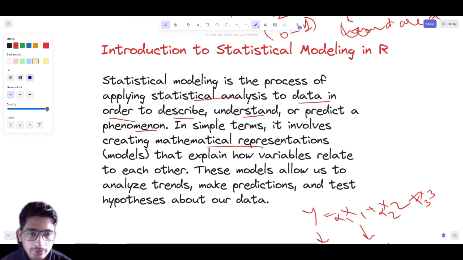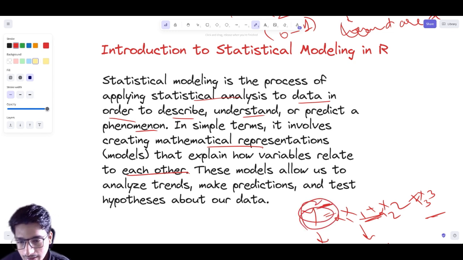So you got an idea. Okay, what are statistical models? Basically, they help us explain how variables relate to each other, so how these variables relate to each other, that is why your price. These models allow us to analyze trends. So if we use price, remember you got an idea.